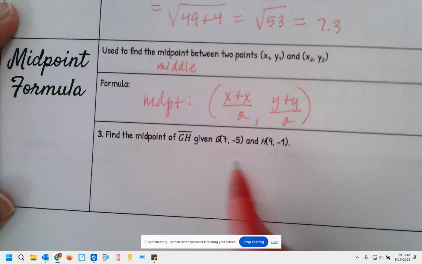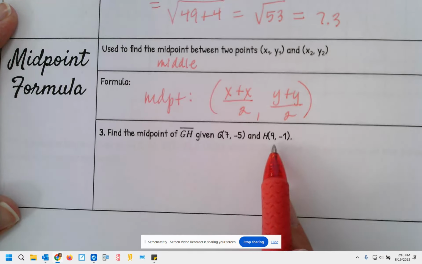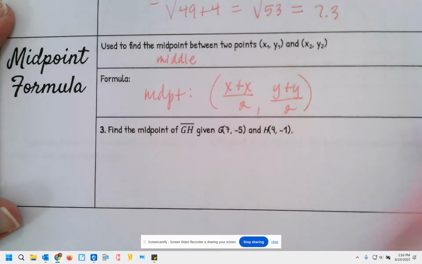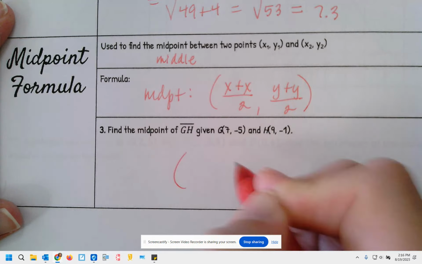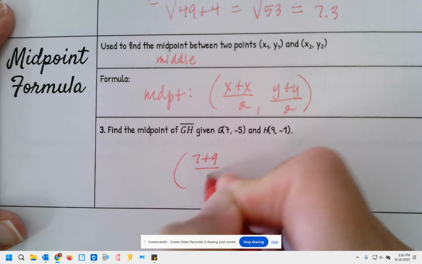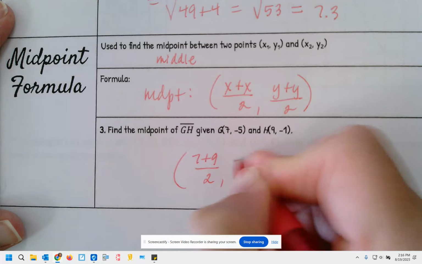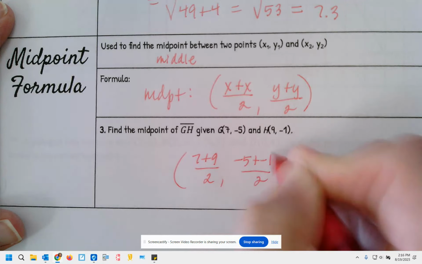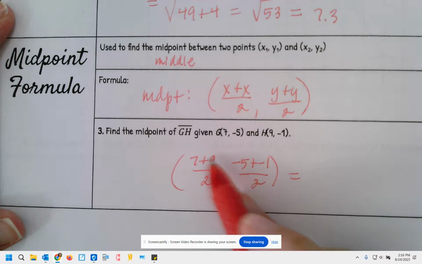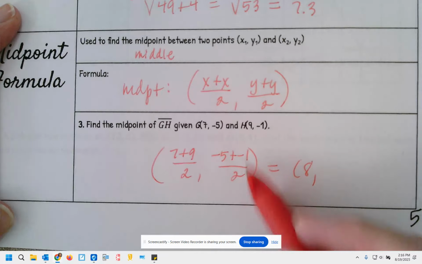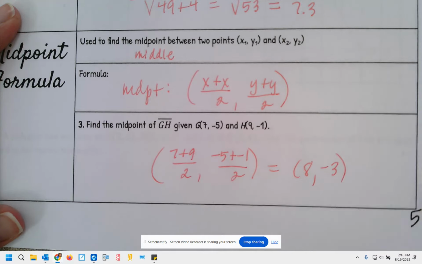For example, if these are our points G and H and I want to find the midpoint of segment GH, I'm going to add the x's, 7 plus 9 divided by 2, and I'm going to add the y's, -5 plus -1 divided by 2. So that's 16 divided by 2, which is 8, and -6 divided by 2, which is -3.